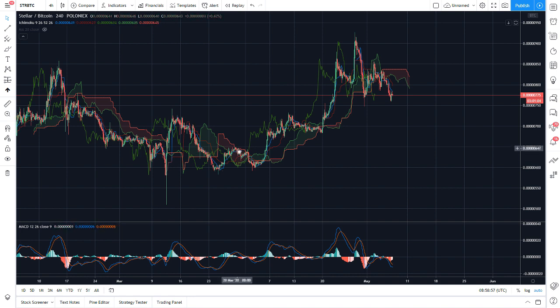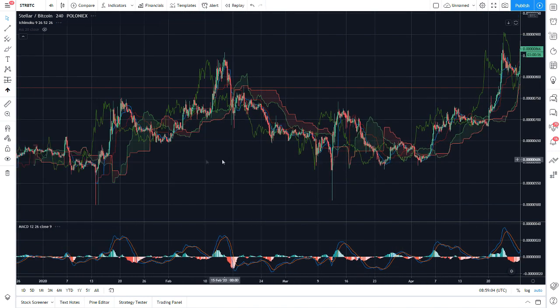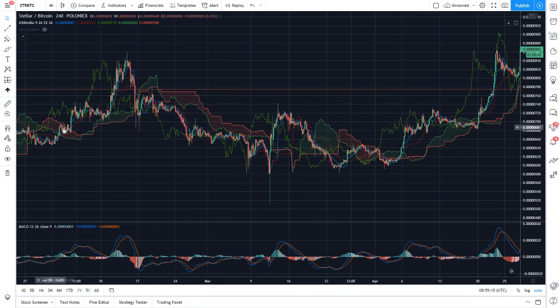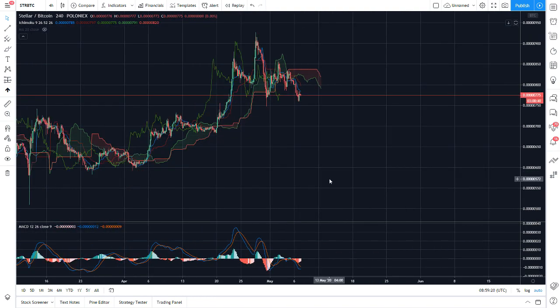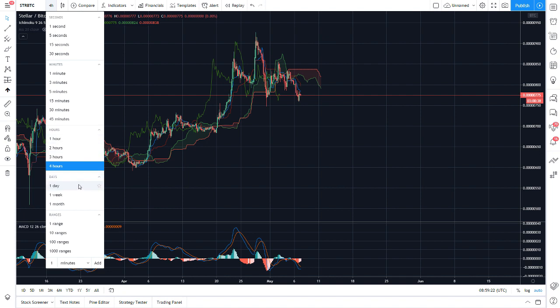This cloud acted as resistance here and earlier as well. You can see that you need a lot of volume to get above this cloud. Otherwise, it normally acts as resistance. You see here on the first attempt, it acted as resistance. So this is a 4-hour chart. To get a bigger picture, always move to bigger time frames.